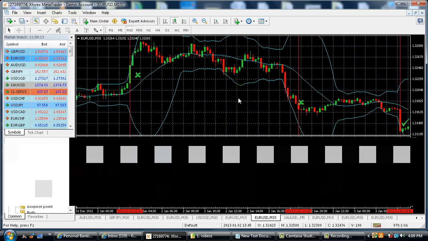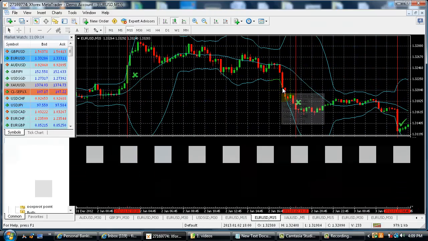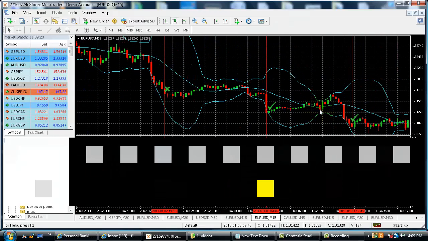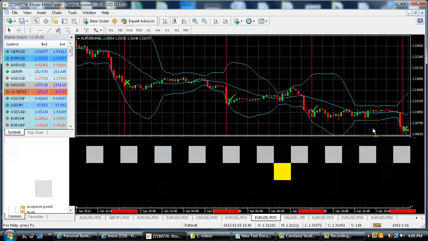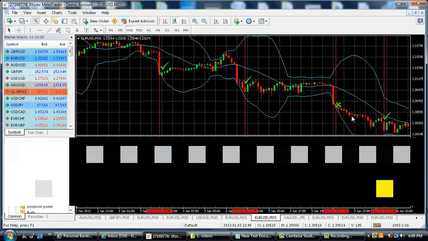Let's see some more examples. It touches the lower band. If you bought it here, you will have lost. You bought it again, you will have lost. Here you touch the bottom band. Here it touches the bottom band. If you buy, you have lost. Touch again, you buy, you have lost again. Right here, you touch here, you have lost.